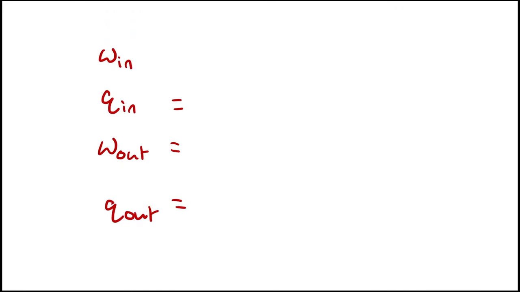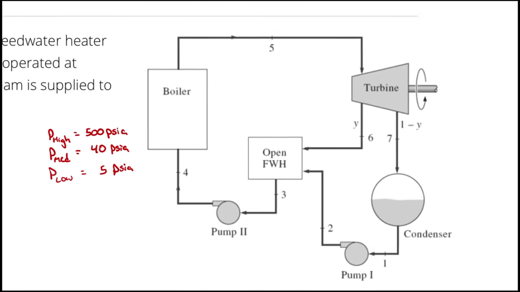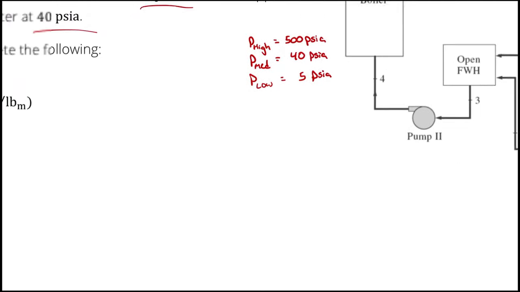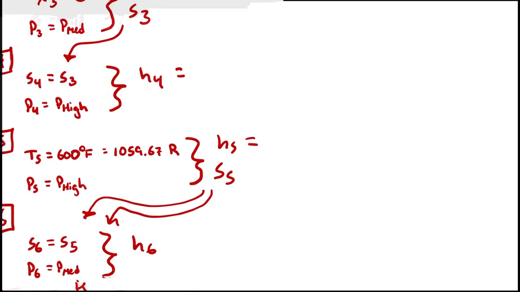I will begin with work in. What is the specific work in to this cycle? I'll give you a hint. It is not H4 minus H3 plus H2 minus H1. Why is it not? Because we are now starting to deal with multiple streams of mass flow rate.